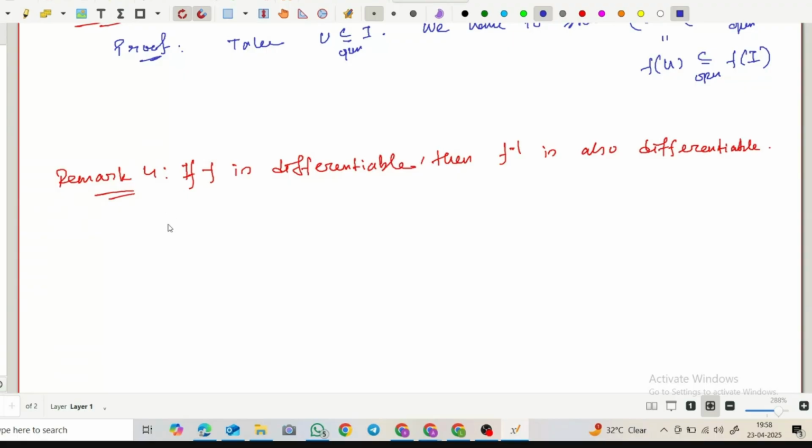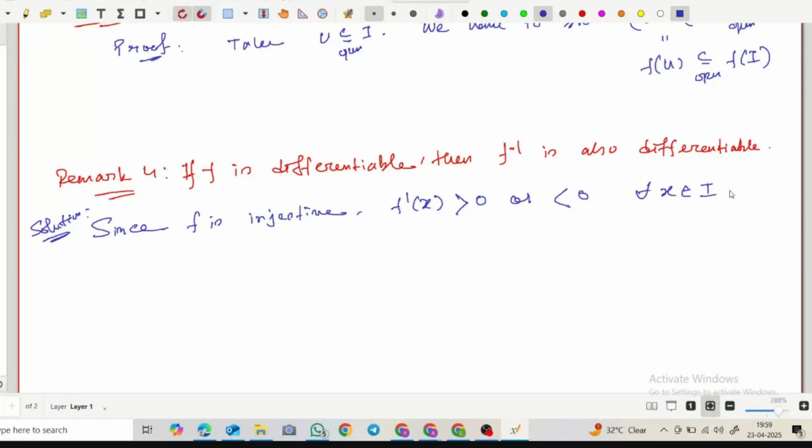So one thing we know is that since f is injective, f prime x is not 0, right? Or maybe I should write f prime x is strictly greater than 0 or strictly less than 0 for all x belongs to I, right? So without loss of generality, since we are taking f increasing at every step, f prime x is strictly greater than 0 for all x belongs to I.